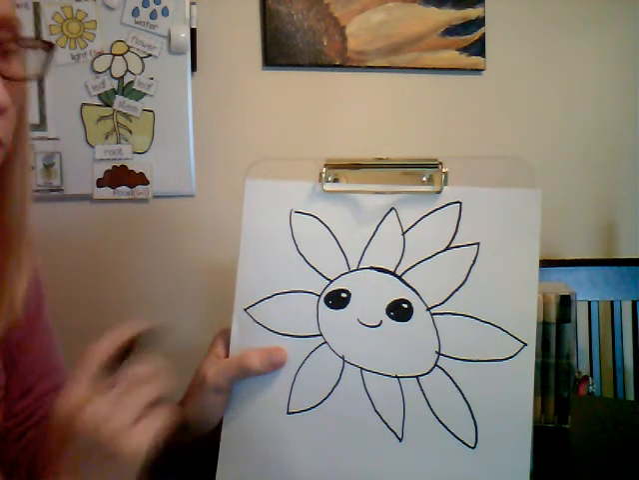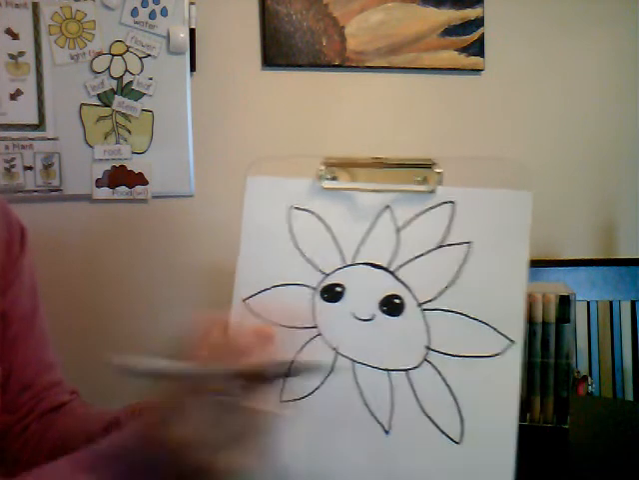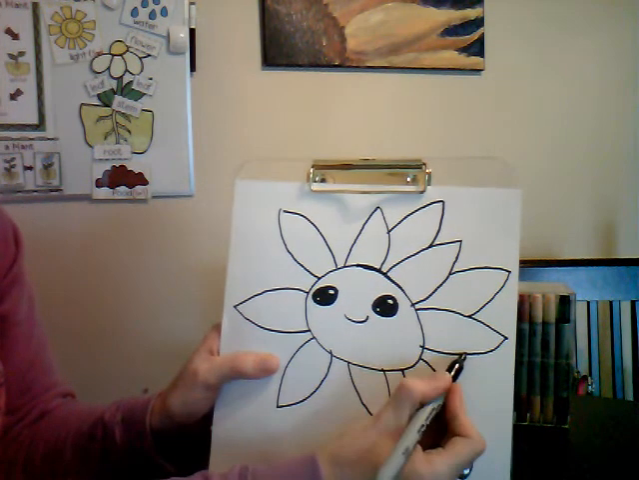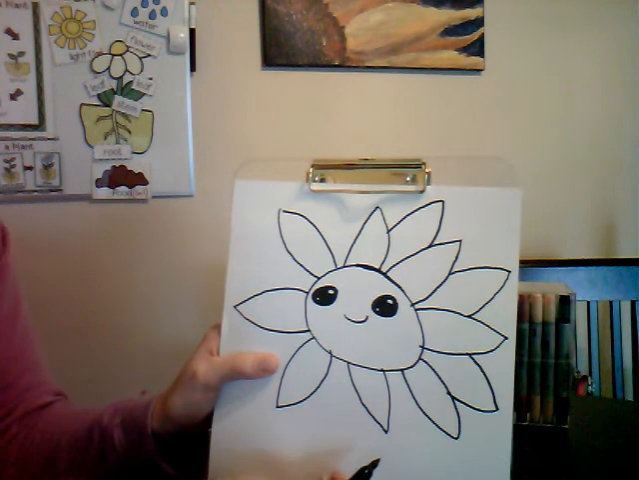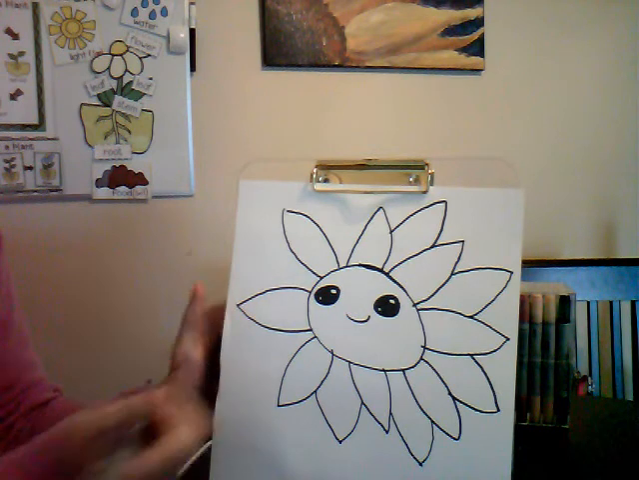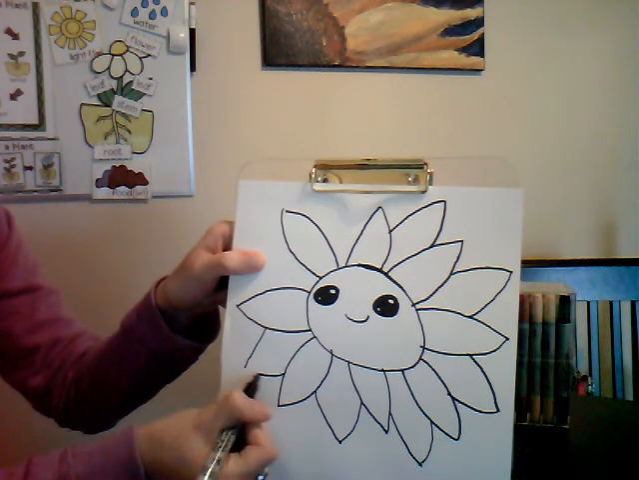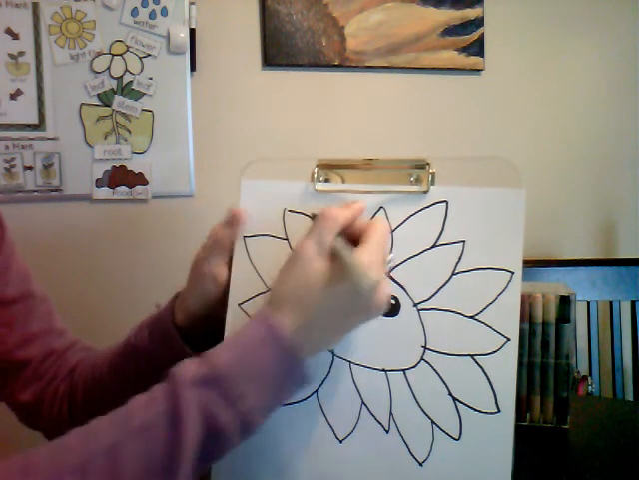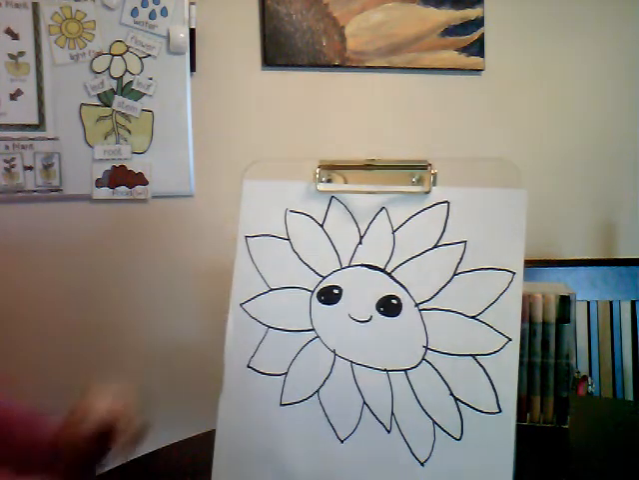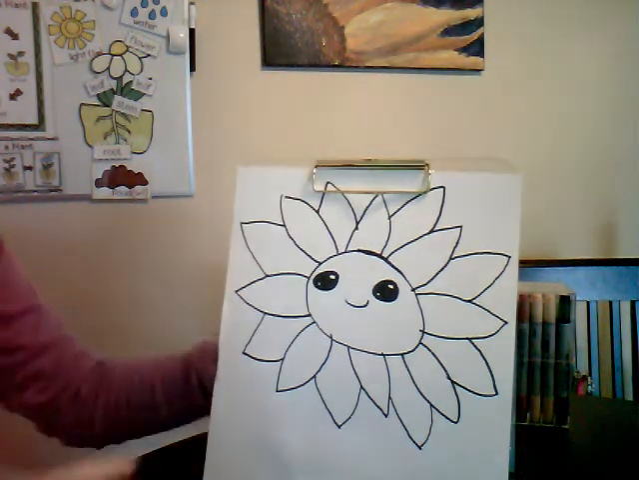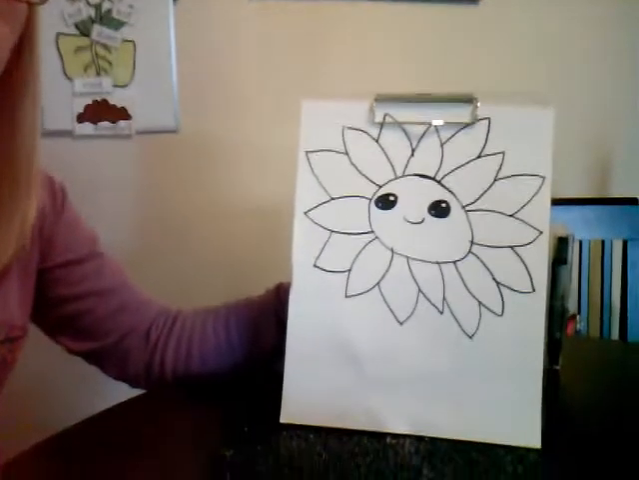Now you can add those if you want all around your sunflower, or you don't have to. That's okay as well. I'm just going to keep going around my circle and adding more petals. And I guess my sunflower turned out just as big as my other one. That's okay. Look at all those petals. Looking pretty good. Okay. So the next part that we need to add is down at the bottom.